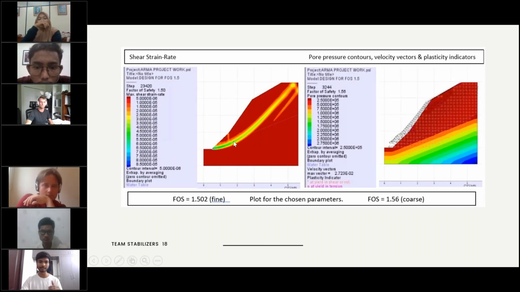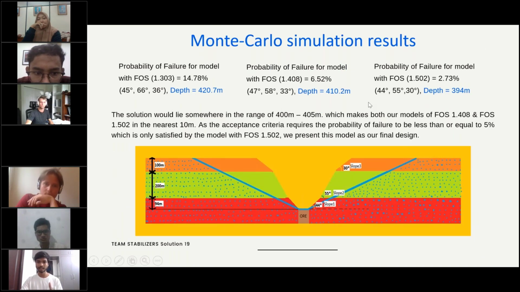There is a maximum shear strain part, and there is a tension crack here, which we will be talking about. There is a final result of the Monte Carlo simulation, and these two are very near to 5%. The depths are 394 meters and 410 meters, which gives us an estimate that 5% probability of failure would lie somewhere in the range of 400 to 405 meters. Thus, the 394 meter model is in the vicinity of 10 meters of this range. Thus, we present the model with FOS 1.502 as the final model, considering the probability of failure is less than 5%.